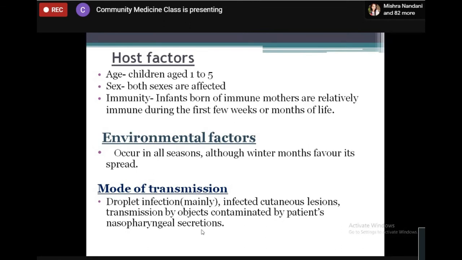The person standing nearby, in close contact with you, will inhale the same air, and the bacteria will be inhaled too. Infected cutaneous lesions are another mode of transmission. Through the cutaneous lesions, discharge will be produced, and if the person does not maintain personal hygiene, the disease can be transmitted from there also, and it can be transmitted by objects contaminated by patients' nasopharyngeal secretions.